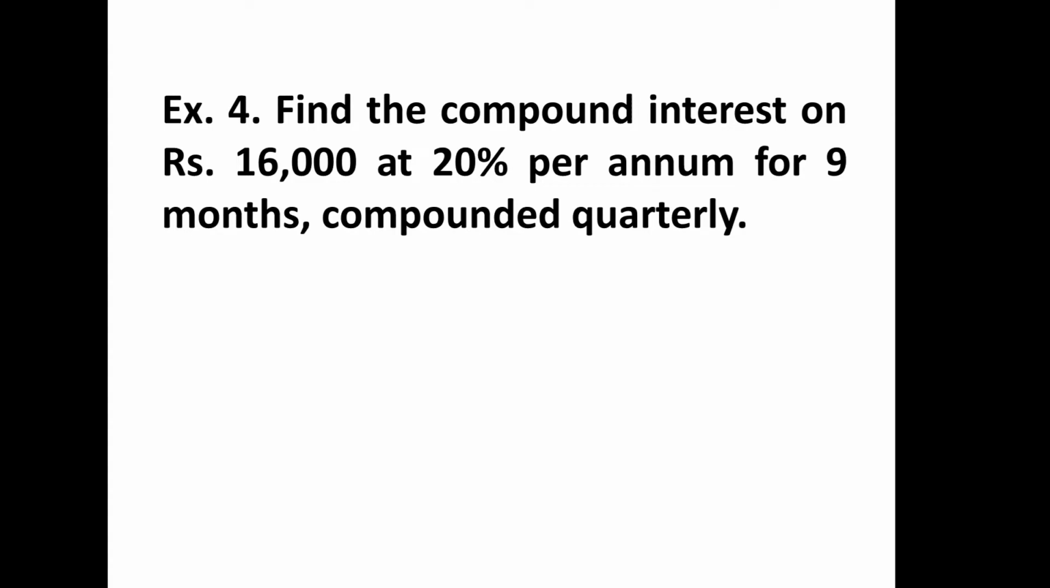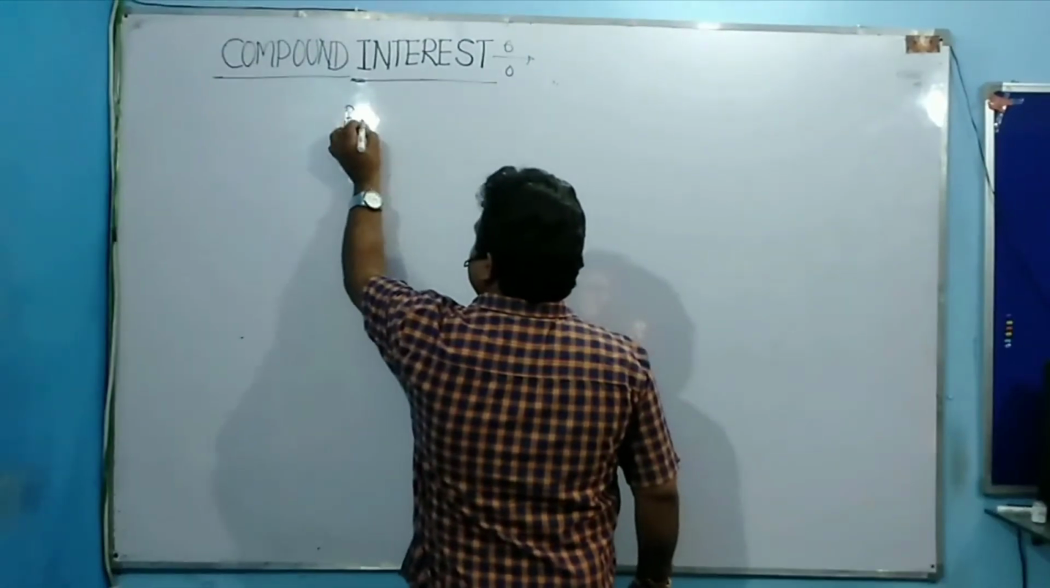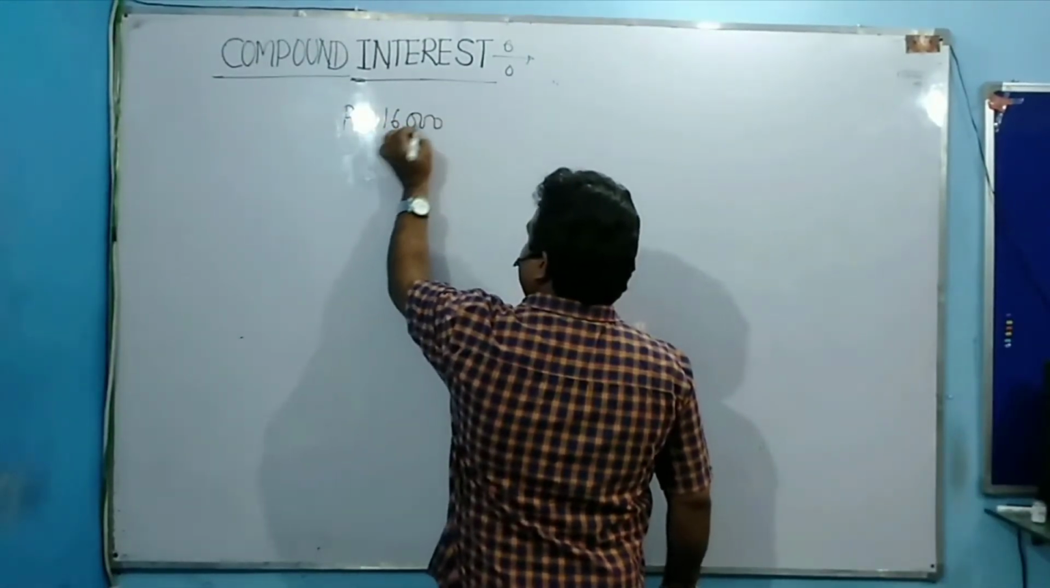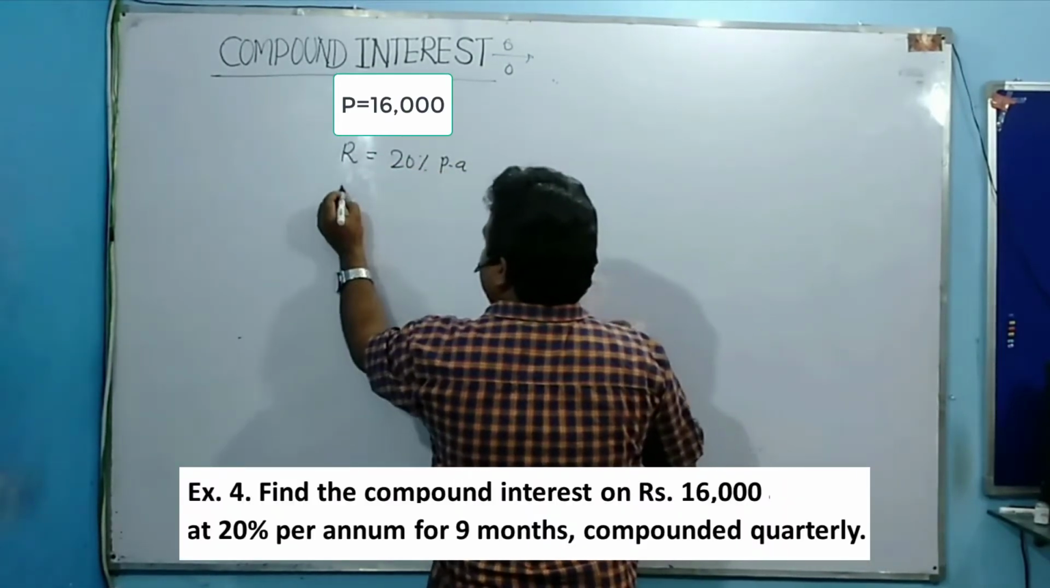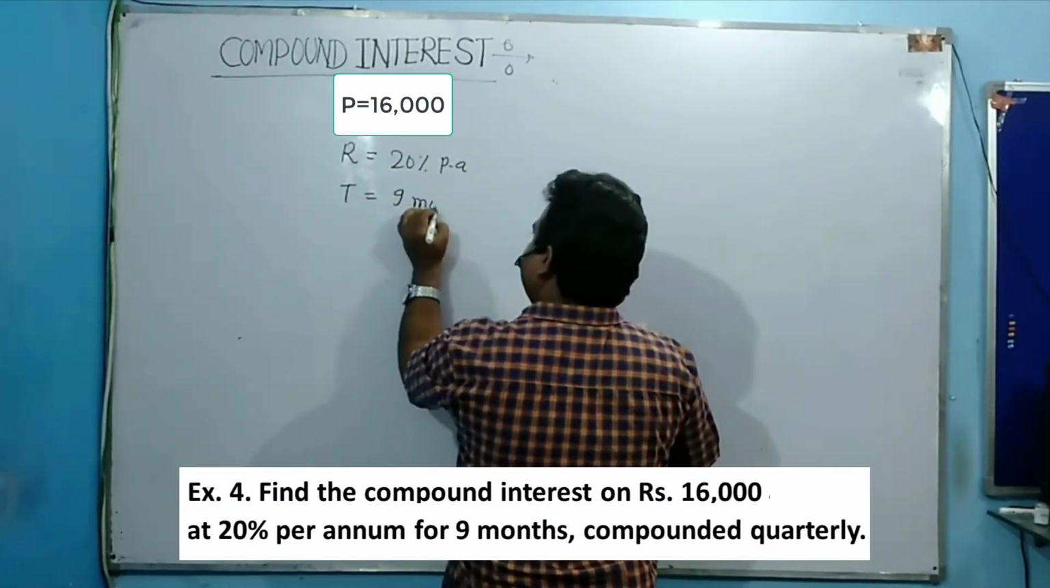Find the compound interest on rupees 16,000 at 20% per annum for 9 months, compounded quarterly. I repeat again, this is the question in which the time is mentioned in terms of months, and you need to calculate compound interest compounded quarterly. In this case, what is the principal amount given to you? That is 16,000. The rate is 20% per annum. Time is given as 9 months.